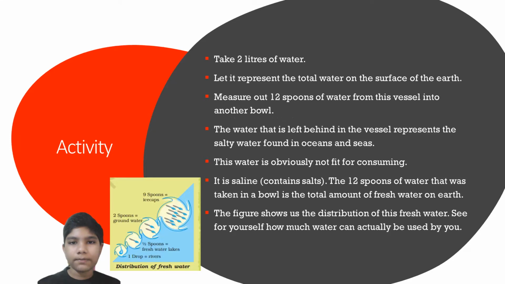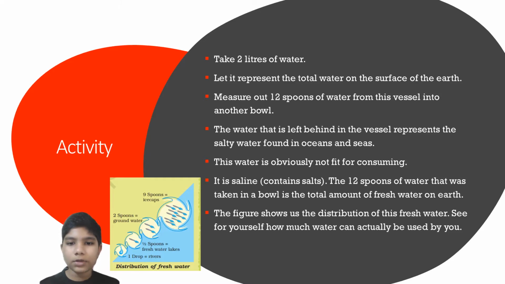A small activity. Take 2 liters of water. Let us represent the total water on the surface of the earth. Measure out 12 spoons of water from the vessel into another bowl. The water that is left behind in the vessel represents the salty water found in oceans and seas. This water is obviously not fit for consuming. It is saline, which means it contains salts. The 12 spoons of water that were taken in a bowl are the total amount of fresh water on the earth.